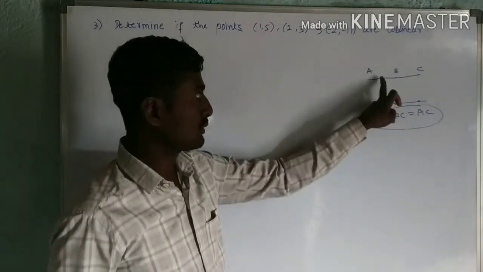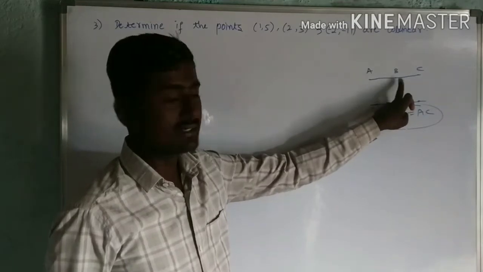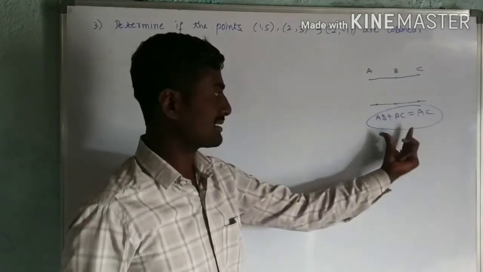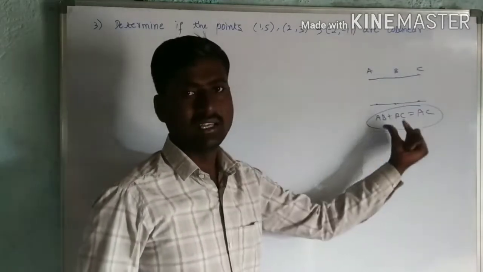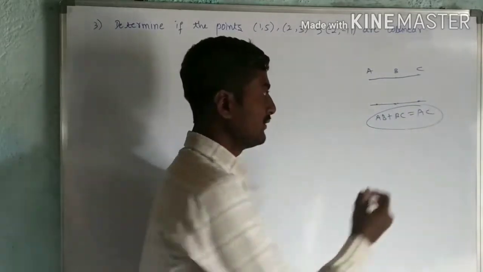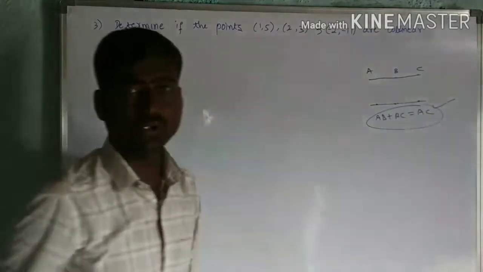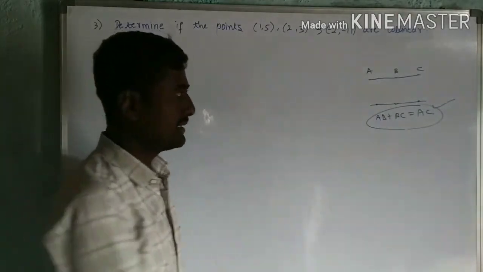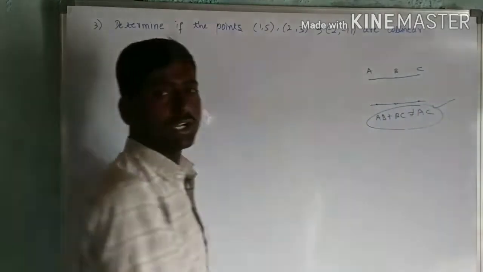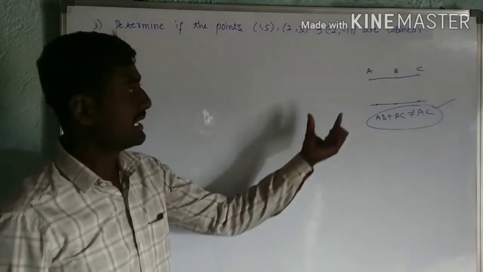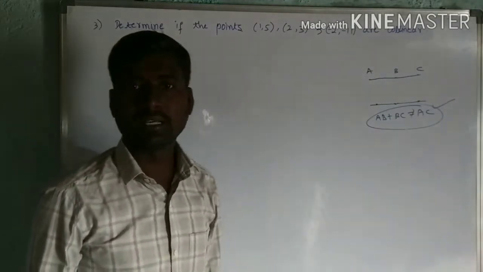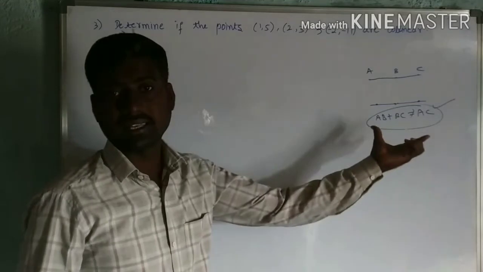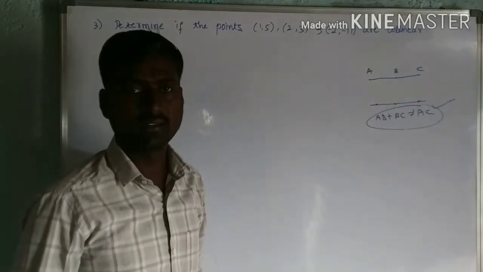The sum of the first two points' distance and the last two points' distance must be equal to the distance between the first and last. AB plus BC equals AC. If this condition holds good, then A, B, C are collinear. If this is not equal, then A, B, C are not collinear.